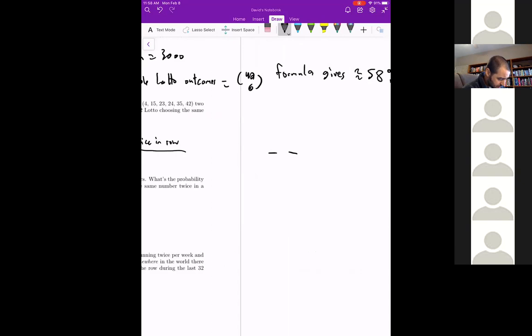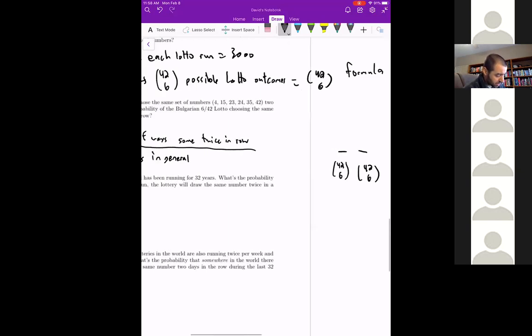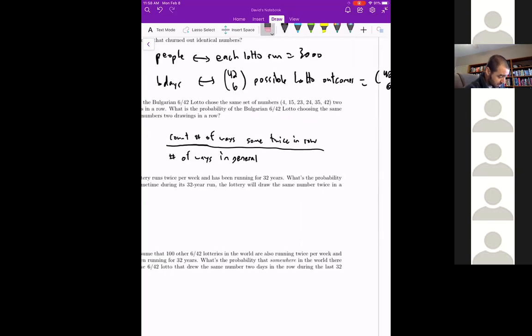42 choose 6. Yeah. And in the denominator, how many options for the second day? 42 choose 6 again, complete freedom. So it's 42 choose 6 squared, which is real big, right? Because 42 choose 6 was whatever it was, 2.5 million or something. So 42 choose 6 squared.